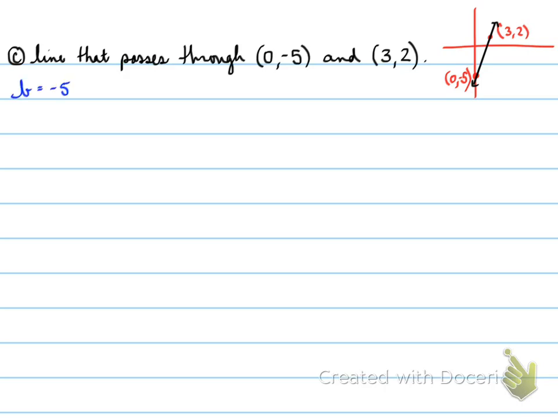We know the y-intercept is -5. That's what we need. And we need the slope. Slope is rise over run. Another way to find slope is delta y over delta x if we had a table. So rise over run if we had an actual graph. Delta y over delta x if we had a table. Or the final one is y2 minus y1 over x2 minus x1.